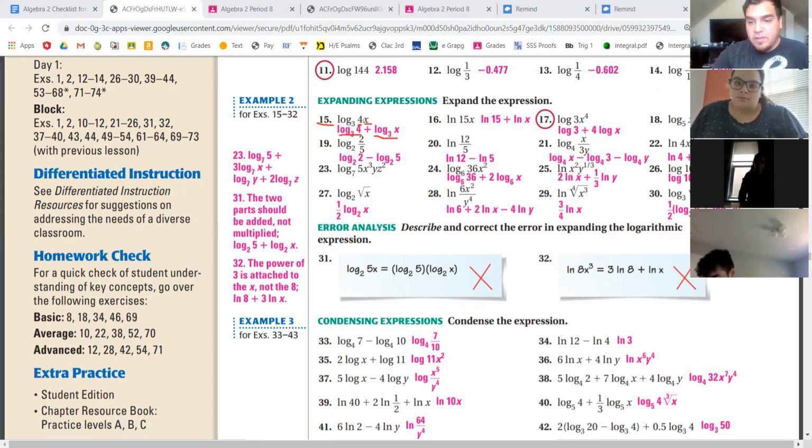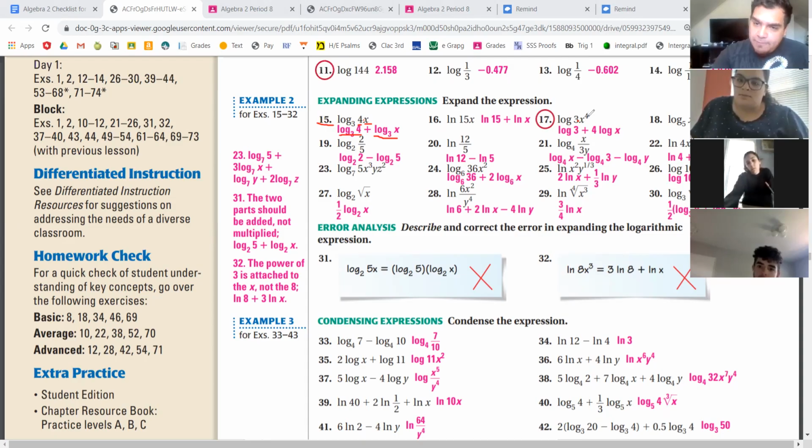Let's do number 17 in the fullest form. So 17 is over here. We've got log of 3x to the 4th power. So in number 17, 3 times x to the 4th is happening first. So let's take care of that. 3 times x to the 4th. Let's split that up, okay? Remember, that 4th power is only on the x.